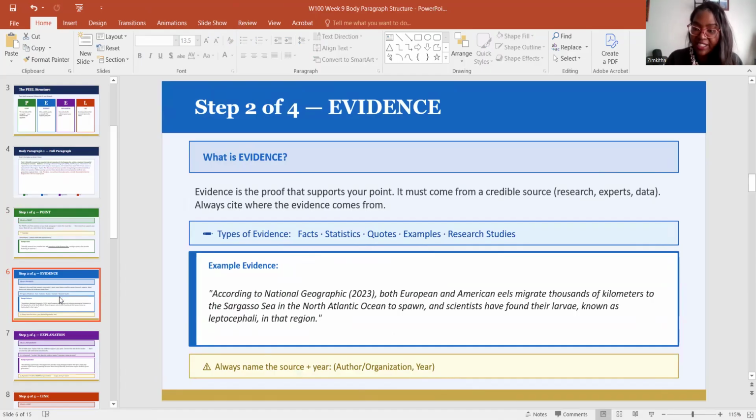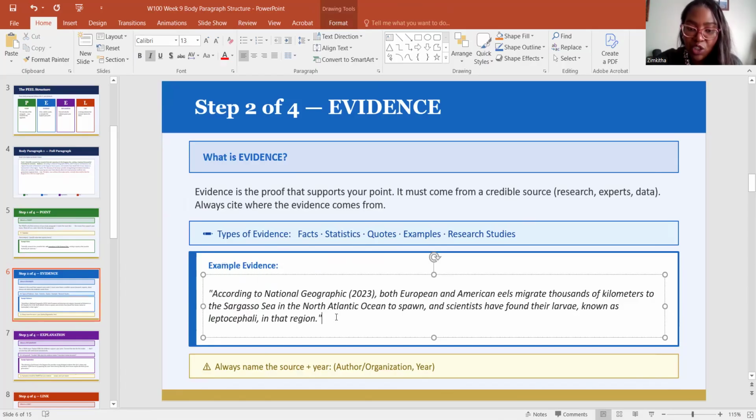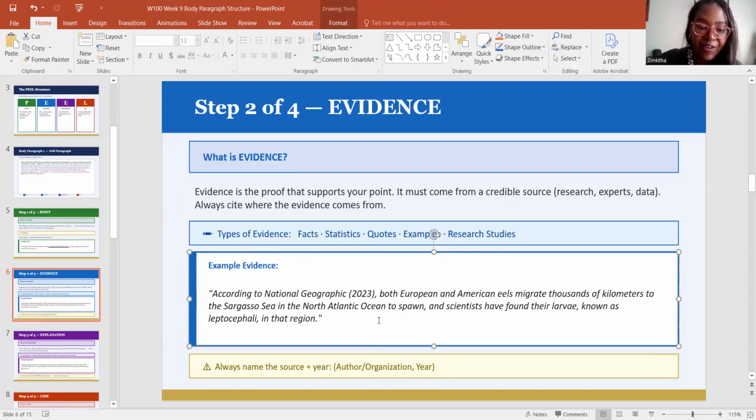That's your evidence that you can cite. This is your in-text citation. Right, so here we have the evidence. Now, according to National Geographic 2023, that's my citation. Both European and American eels migrate thousands of kilometers to the Sargasso Sea in the North Atlantic Ocean to spawn. Spawn means to reproduce. And scientists have found their larvae, known as leptocephali, in that region.